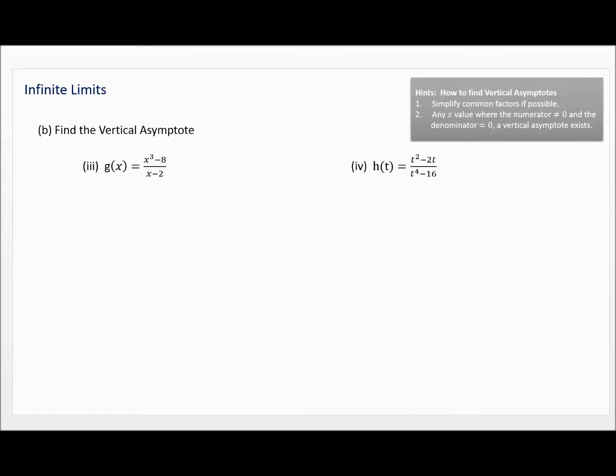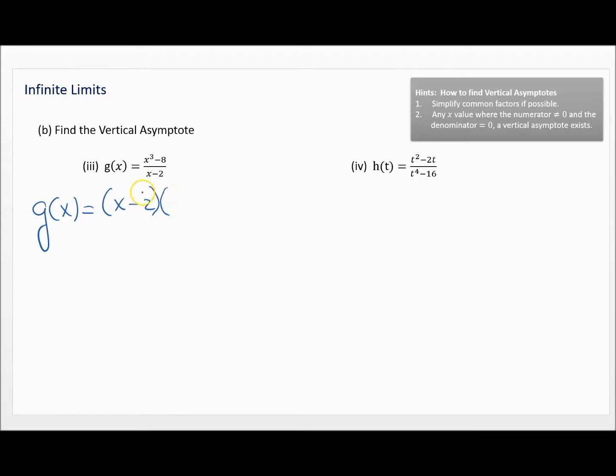Okay, more of the same question. Find vertical asymptotes. Okay, now we've got to simplify this one. X to the third minus 8. I know you don't see that very often, but that factors. That's a difference of cubes. So if I write this out factored, remember you take the cube root of each term here. So the cube root of x to the third is x. The cube root of 8 is 2.